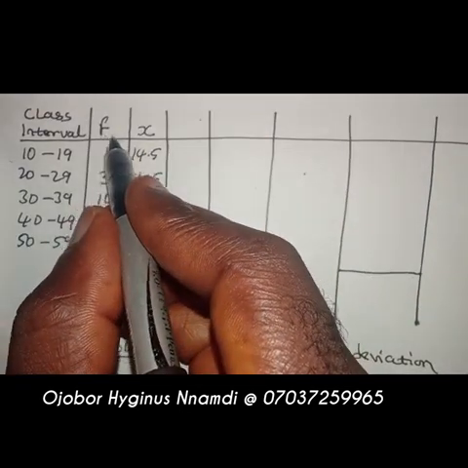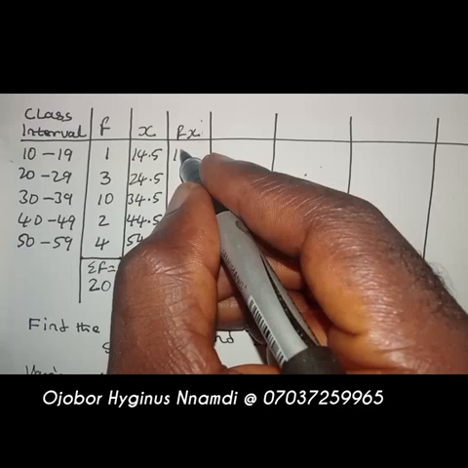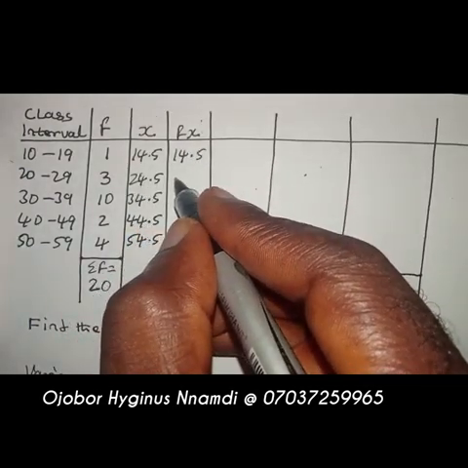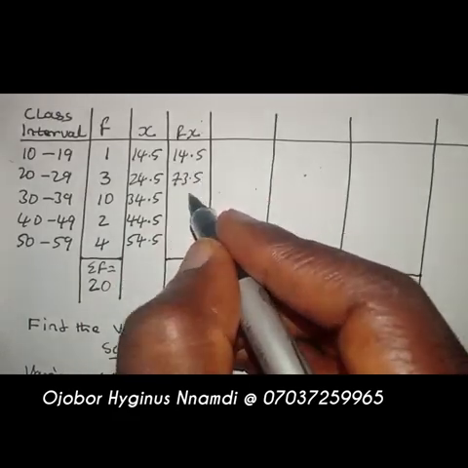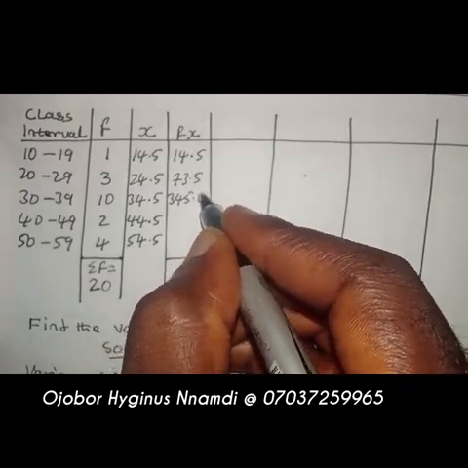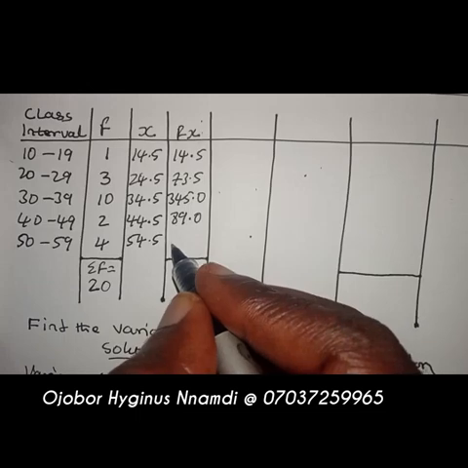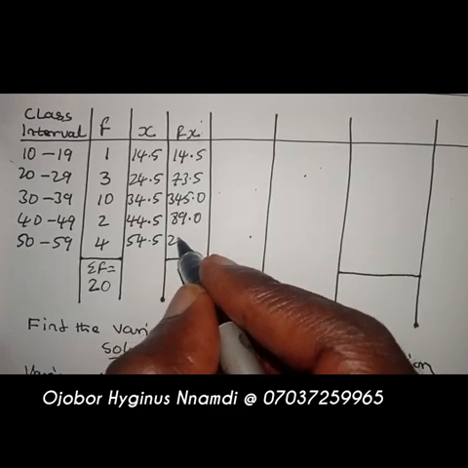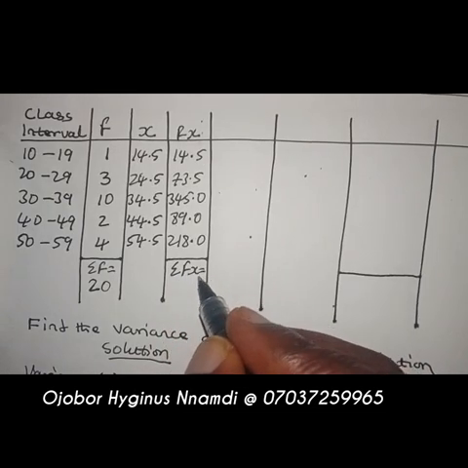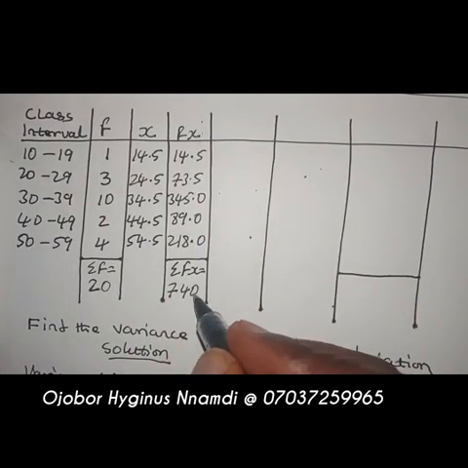Then we are going to multiply the frequency and the X to get Fx. 1 times 14.5 is 14.5. 3 times 24.5 is 73.5. 10 times 34.5 is 345.0. 2 times 44.5 is 89.0. 4 times 54.5 is 218.0. Then when you sum the Fx, if you sum these numbers, it will give us 740.